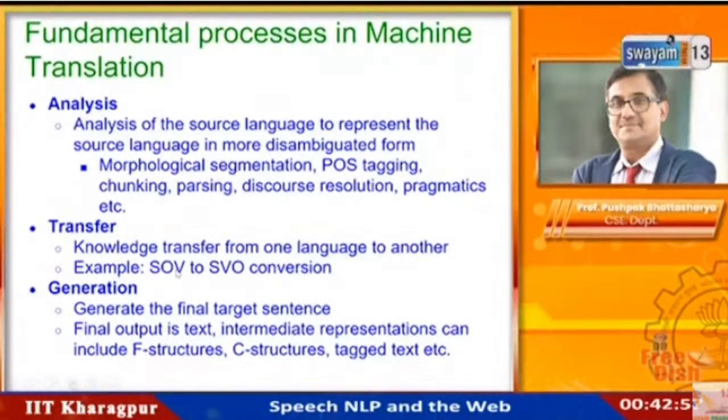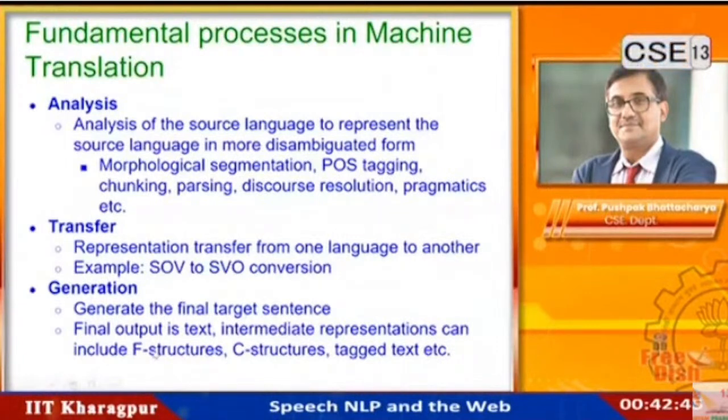Transfer is knowledge transfer from one language to another. We should more correctly call it representation transfer. An example would be SOV to SVO conversion. Generation is generating the final target sentence. Final output is text. Intermediate representations can include F structure, C structure, tag text, etc.